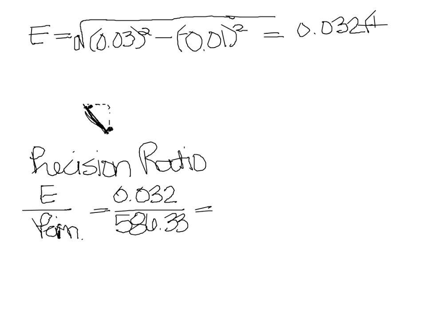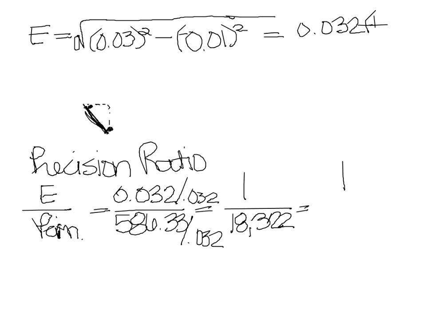So how do we get that? Well, to get a 1 on top, we divide 0.032 by 0.032. What we do to the top, we must do to the bottom to keep it equal. So it becomes 1 over 18,322, which we would round. You're always going to round to the nearest hundred. So 1 over 18,300 would be our precision ratio, which is really, really awesome.